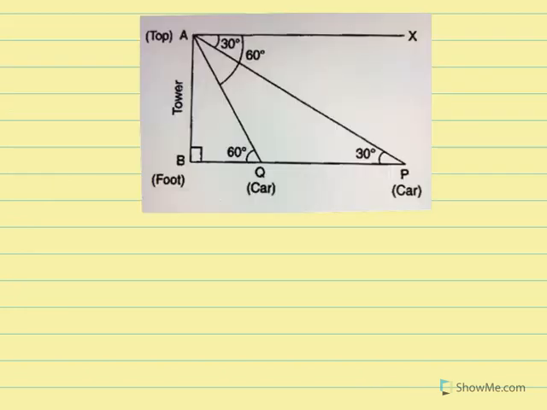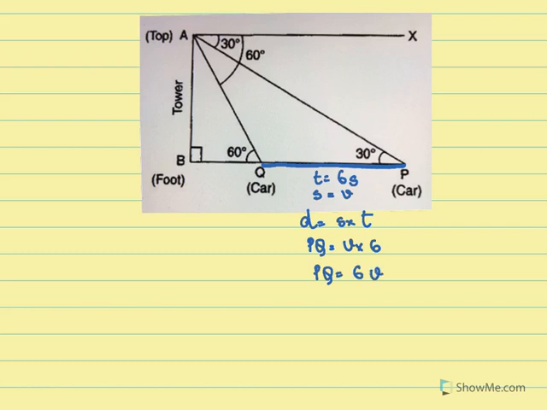So here's the figure. Now in this sum you realize there's no side given to you, so we have to do this a little differently. The time taken for the car to come from P to Q was given as 6 seconds. Let the speed of the car be V. So PQ is the distance. You know distance is speed into time. PQ is the distance, the speed is V, the time is 6. So we'll take PQ as 6V.